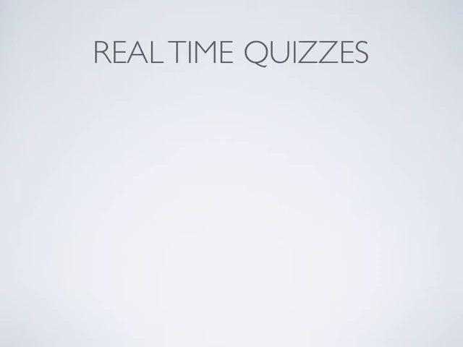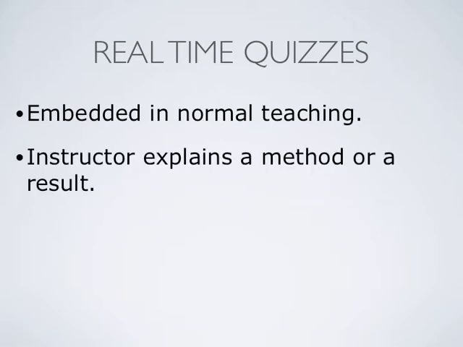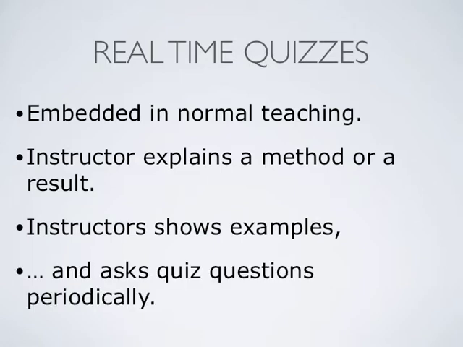And we do that by real-time quizzes. They are embedded in normal teaching. The instructor first explains a method or a result, and then shows examples, and finally asks quiz questions periodically. Now, these quiz questions may be asked, say, like every 10 or 15 minutes, and in this way the instructor knows whether the class has understood what he or she wanted to explain.